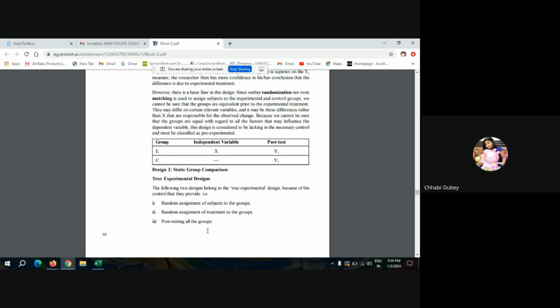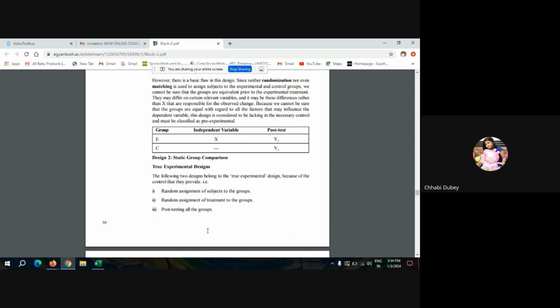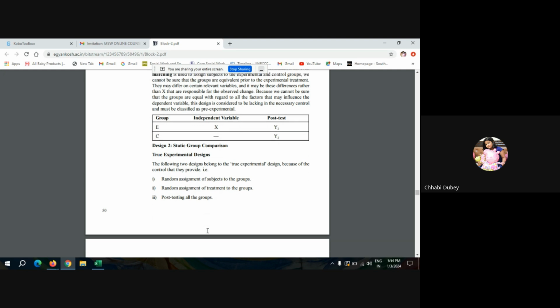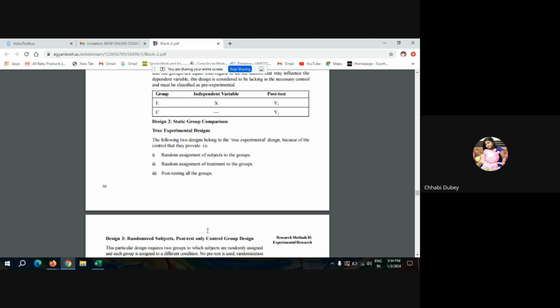After this are the true experimental designs. True experimental designs generally have random assignment of subjects to the groups, random assignment of treatment to the groups as well, and post testing all the groups. So these are the major important themes of the true experimental design. That is why it is known as a true experimental design.